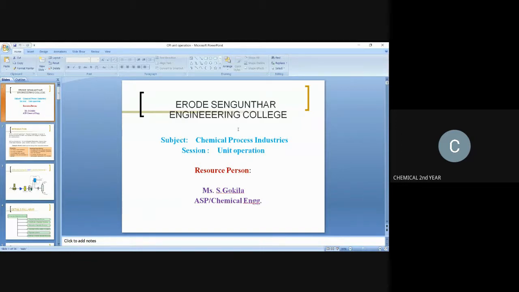Chemical Engineering, Indian Engineering College. Today I am going to handle the subject Chemical Process Industries on a session Unit Operations.